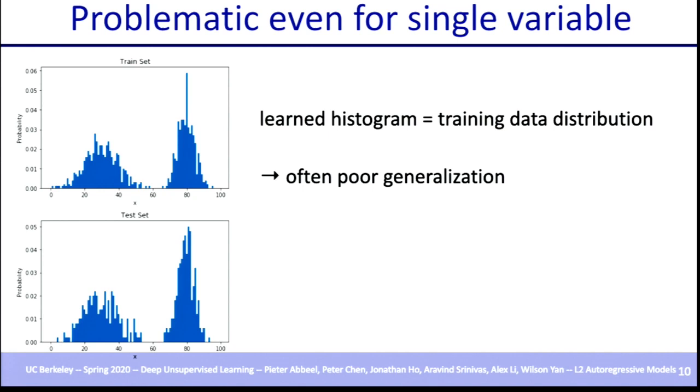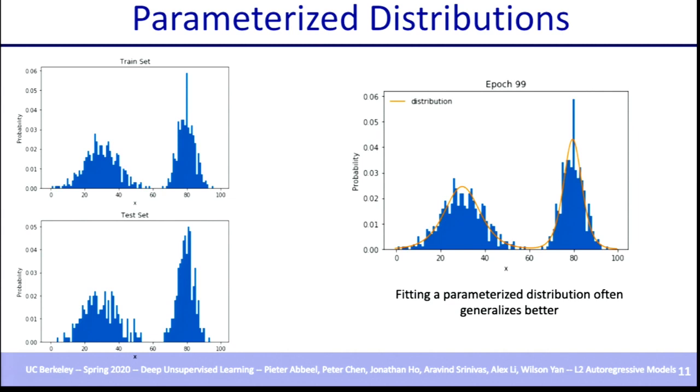What else can we do? Well, ideally, it might fit something like this. So you might fit some kind of smoother distribution to the training data such that that smoother distribution can actually generalize to the test data.